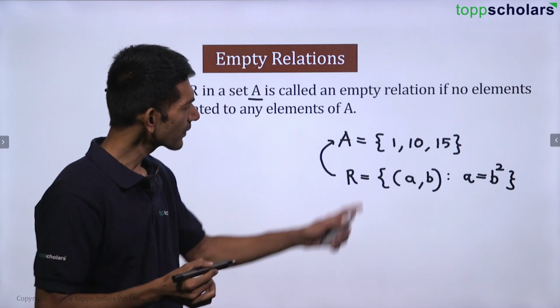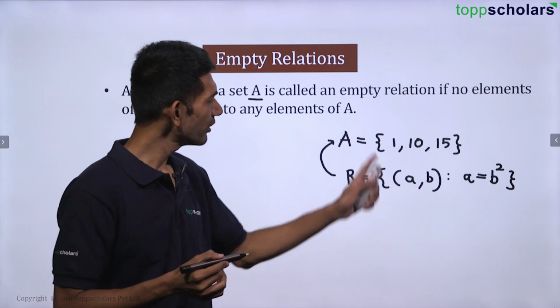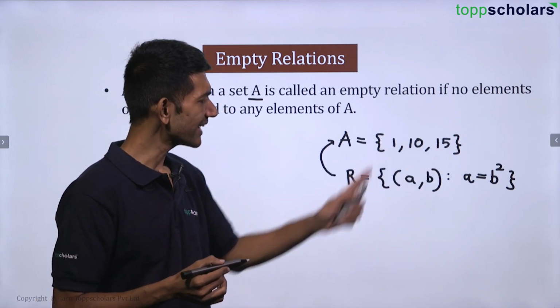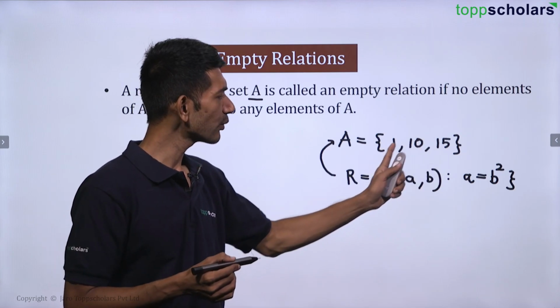Now check, 1, 10 and 15. Is 1 a square of 10? No. Is 1 a square of 15? No. Is 10 a square of 1? No. Is 10 a square of 15? No. Is 15 a square of 1? No.